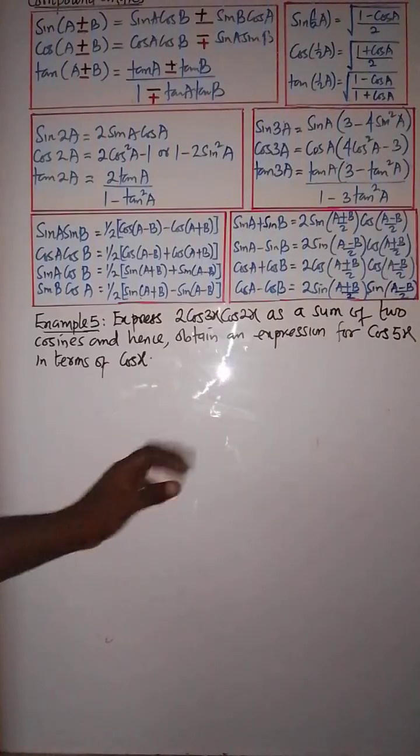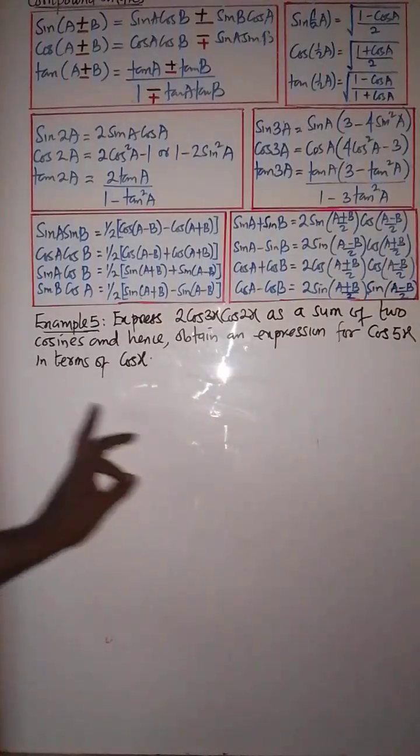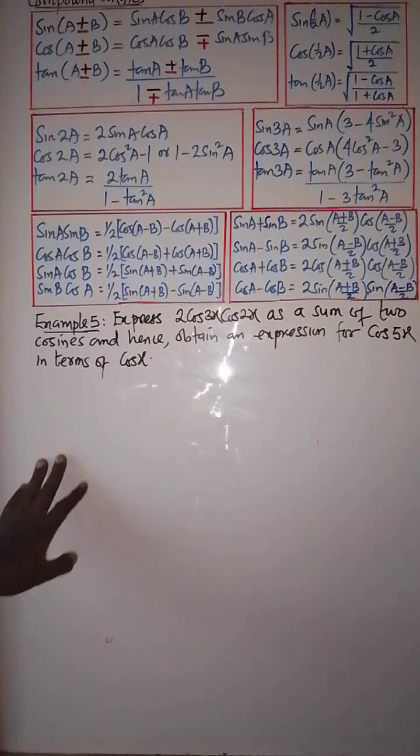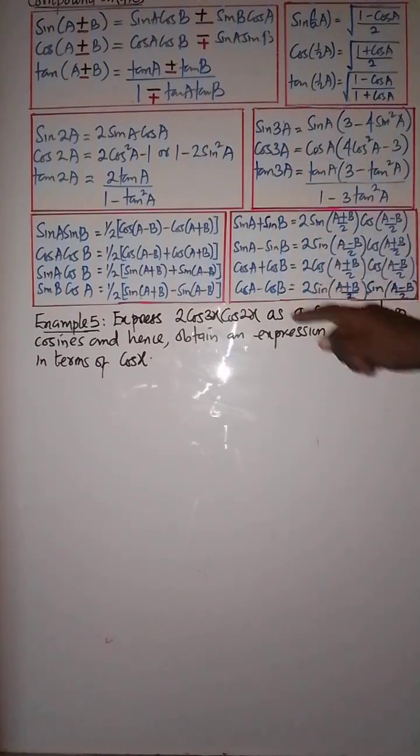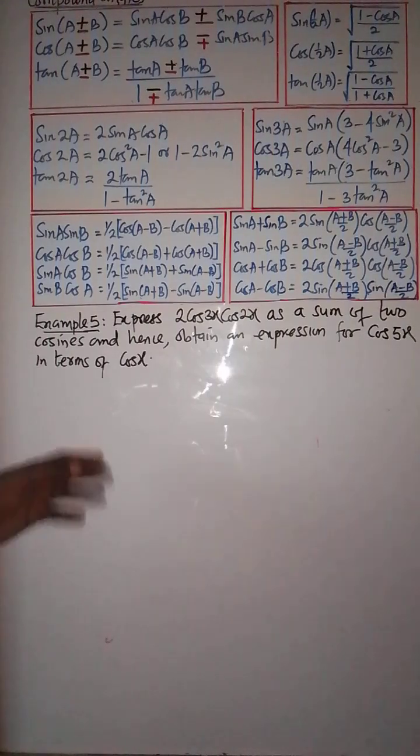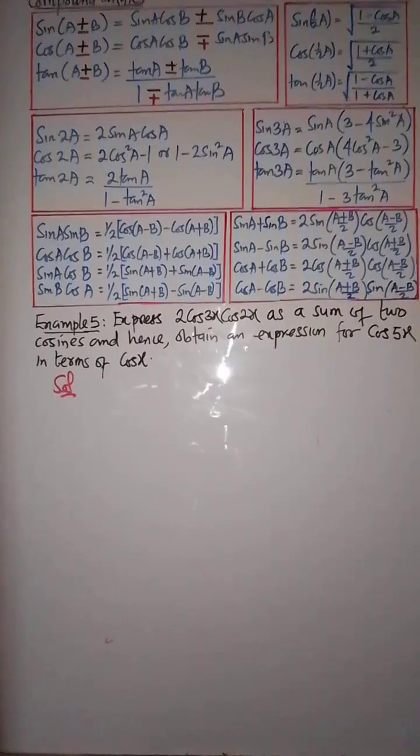Then, hence or otherwise, obtain an expression for cos 5x in terms of cos x. One of the importance of this product to sum is for us to be able to do multiple angles. You know, this is double angle, triple angle. What we have to do: cos, sine, sine 4a or cos 4a or tan 4a or even 6a. That is the importance of this.